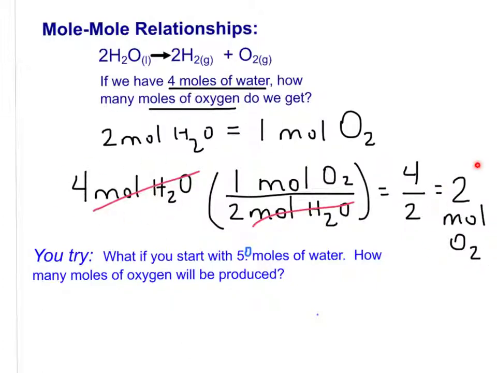This is very simple because you could simply look at this and probably do that in your head. But I would like you to get used to writing this out so that when the problems get more complicated, you'll be able to do them. So now you try. Go ahead and pause the video, and if you start with 5.0 moles of water, how many moles of oxygen will be produced?